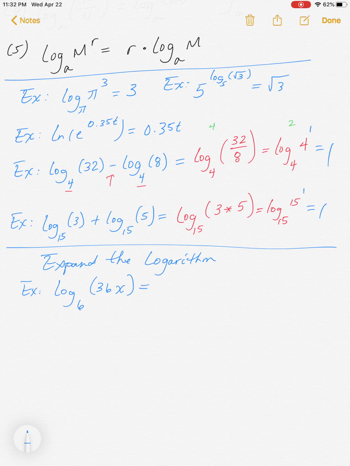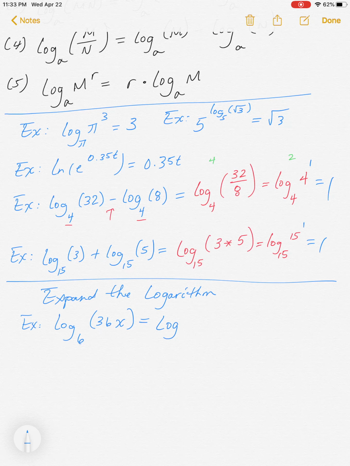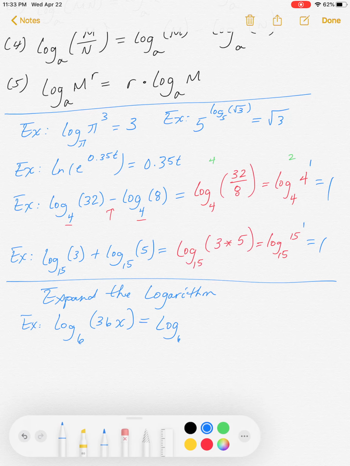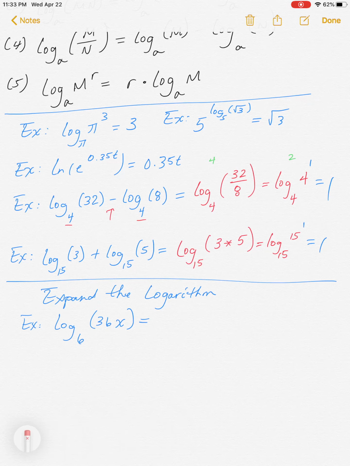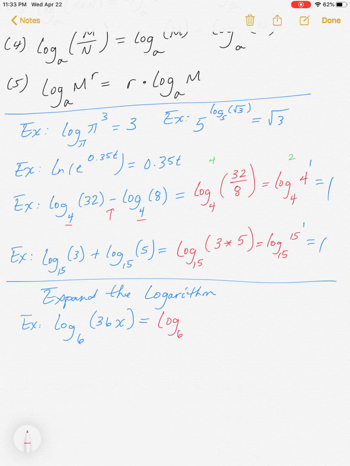and all we want to do is expand this log. Alright, so inside of that parenthesis we have multiplication. We know from property number 3 that we can expand multiplication using addition. So using addition, we have log base 6 of 36 plus log base 6 of x, and we'll simplify the log base 6 of 36.